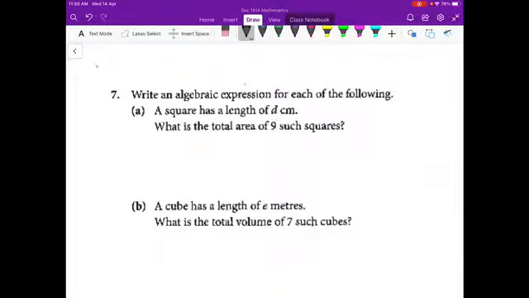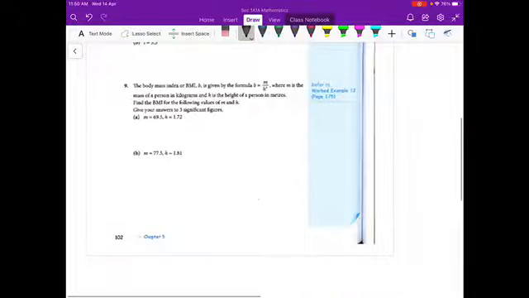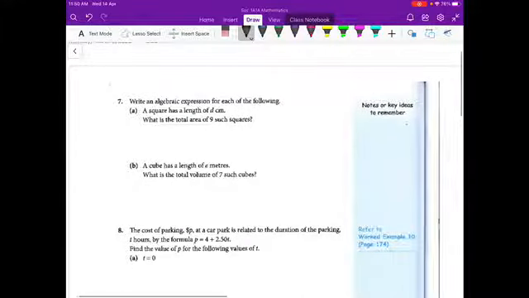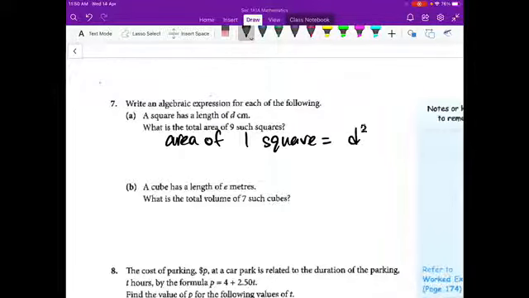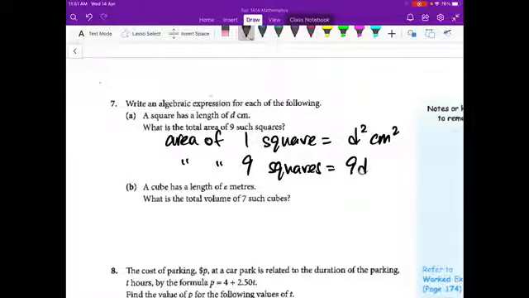Okay, a few more pages. Have you done this question? Okay, come, let's give the answer. So area of 1 square is equal to d square, cm square. So area of 9 squares will be 9d square, square centimeters.